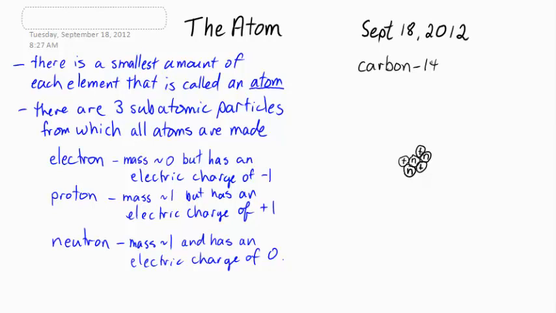Now, if you look on the periodic table, you'll see carbon has an atomic number of 6. This tells you that there should be a total of 6 protons. I wrote the name carbon-14. How far is it from 6 to 14? Well, it's 8, and that's how many neutrons there are. Don't worry about all these details. I just want you to know that at the center of an atom, there are protons and neutrons. In this case, 8 neutrons and 6 protons.